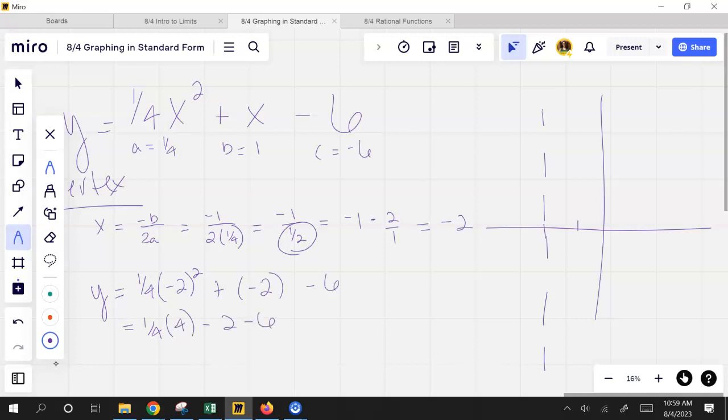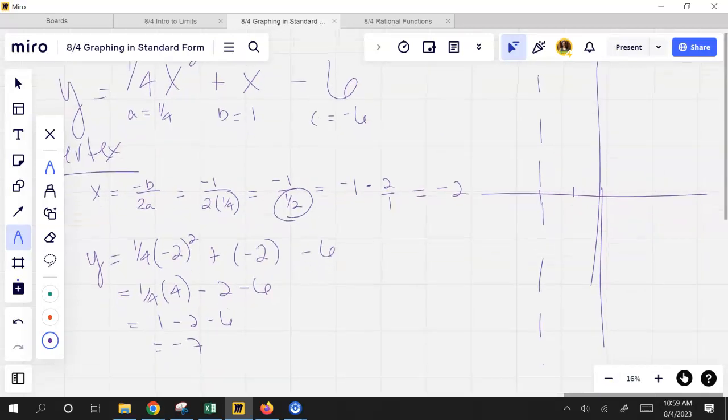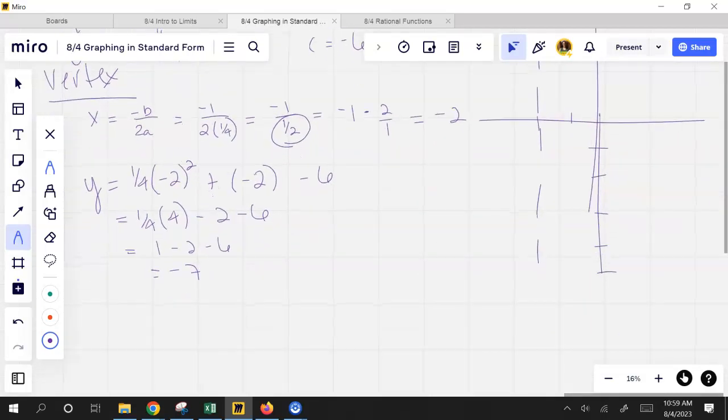What's a fourth times 4? 1, right? So I get 1 minus 2 minus 6, which is, wow, it took a long time to get there, -7. That's the hardest part of the problem. I've got -2, -7. That's exactly right. If I do everything correctly, I should be opening up and be wide. There's my vertex.